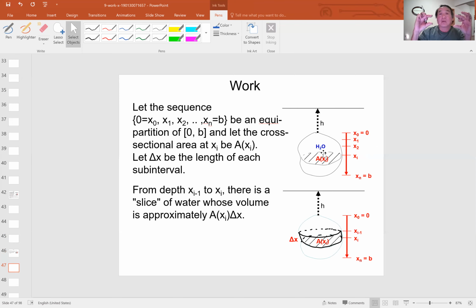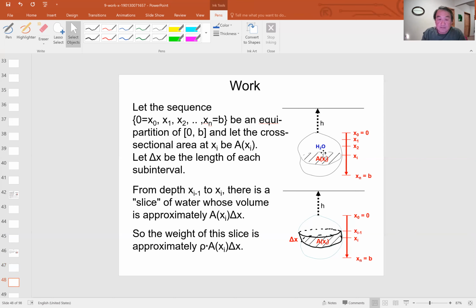That slab of water is approximately like a cylinder, with volume the area A of x_i times delta x. And I know the weight of this slab of water: it's going to be the density times the volume. This is the approximate volume, very important, approximate delta V, and the volume times the density is the weight.